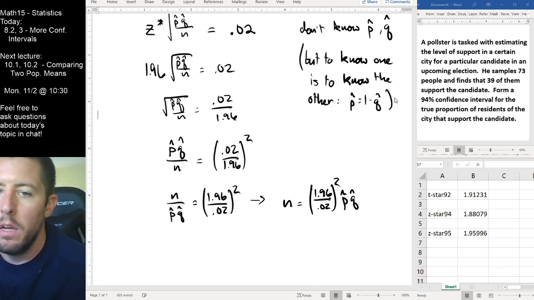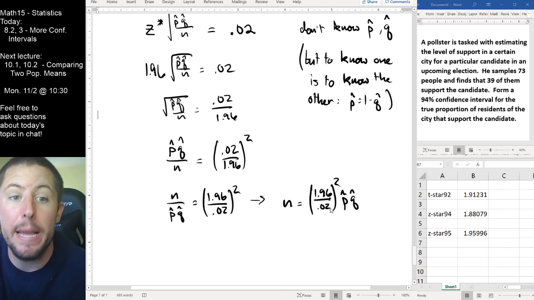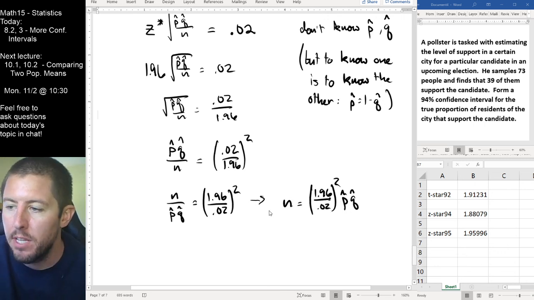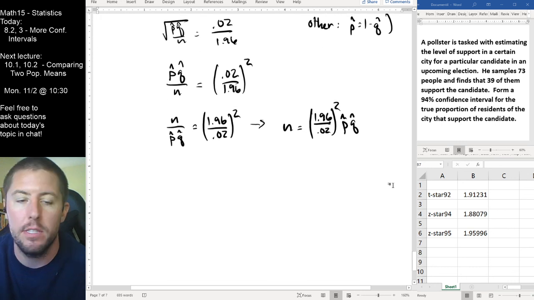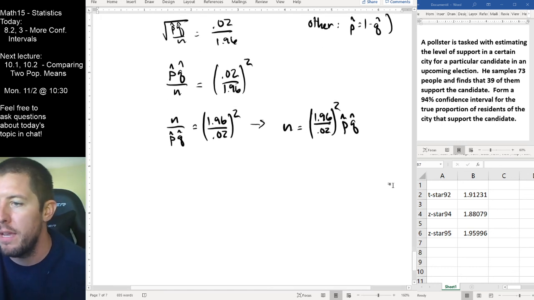Right. So here's my deal. I need to make sure that no matter what the sample proportion is that we get, I'm still going to have a satisfactory number of observations. So p hat, q hat might be small or it might be big, right? There are different sizes that this could be.